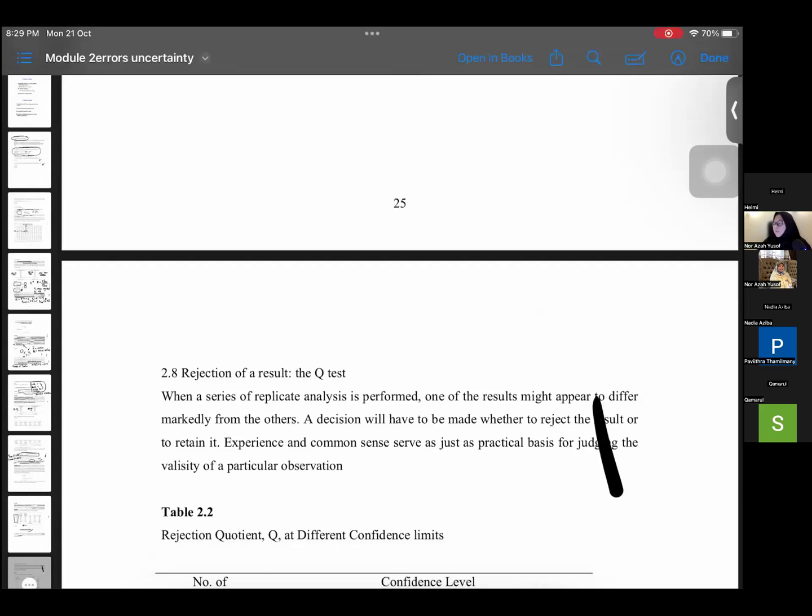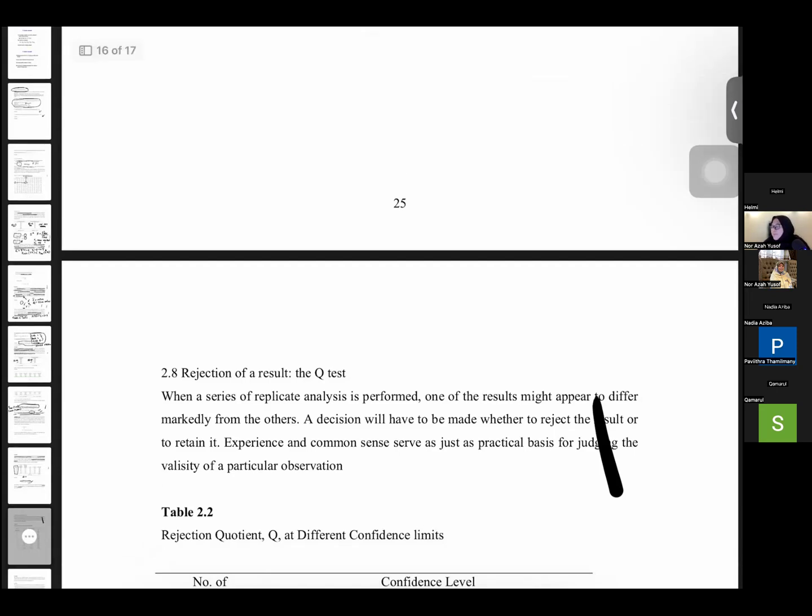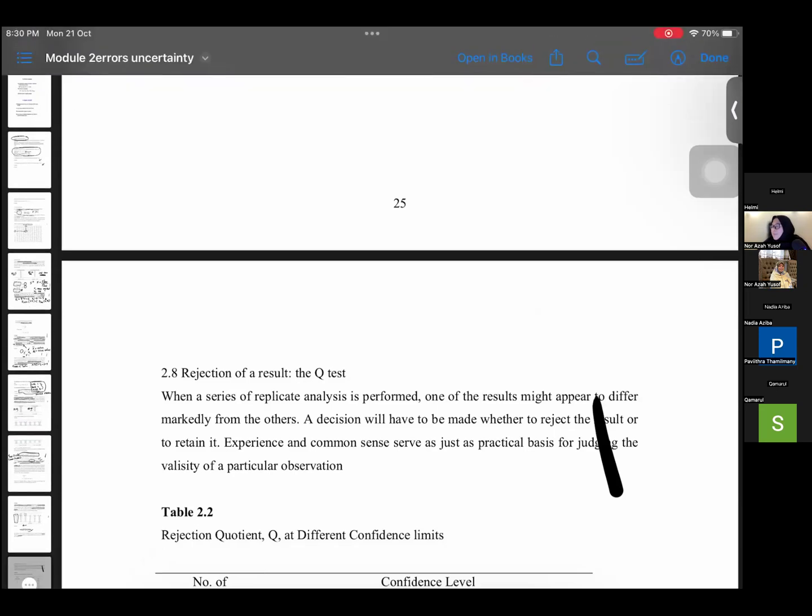Any question before we look at the last example of Q-test? Okay. All good, yeah? All right.